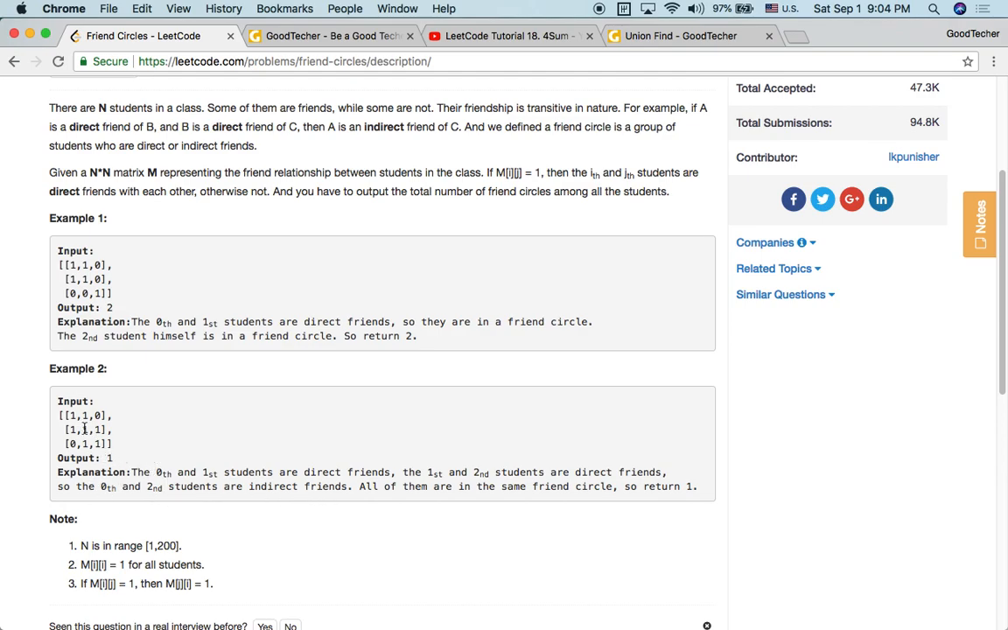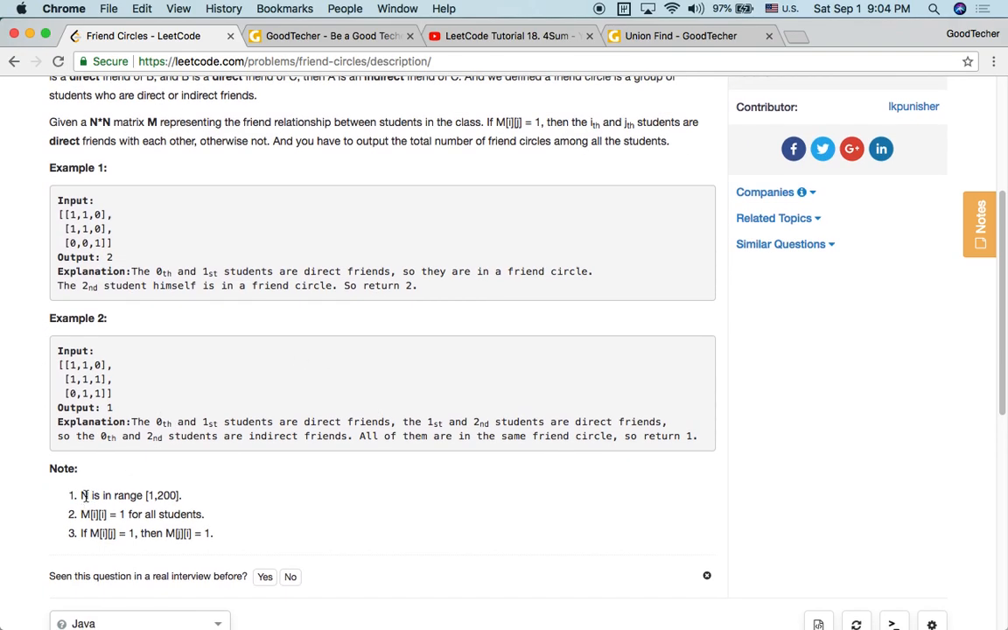Even though the zeroth and the second student mark 0, so they are not direct friends, the first student is a friend of both the zeroth and the second student. So the zeroth and the second student become indirect friends. So all of them are in the same friend circle, so return 1.